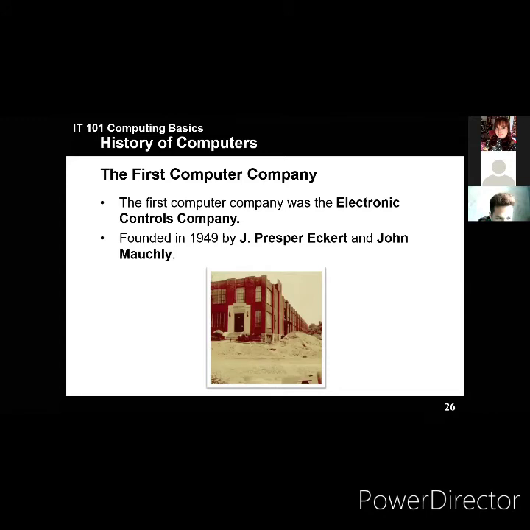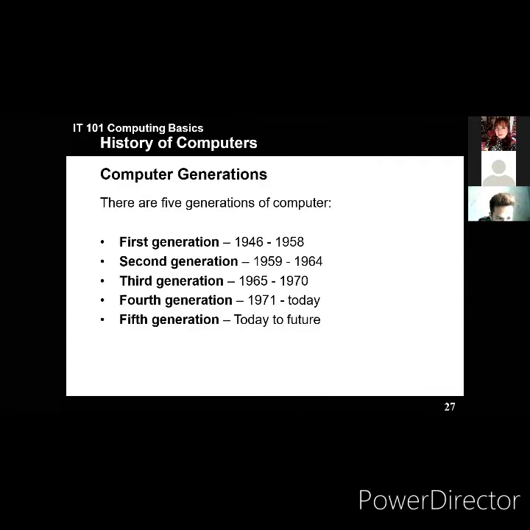The first computer company is Electronic Controls Company, founded in 1949 by J. Presper Eckert and John Mauchly. So sila pa rin ang nag-put up ng first computer company. At dumating na po yung mga computer generations. There are 5 generations of computer.